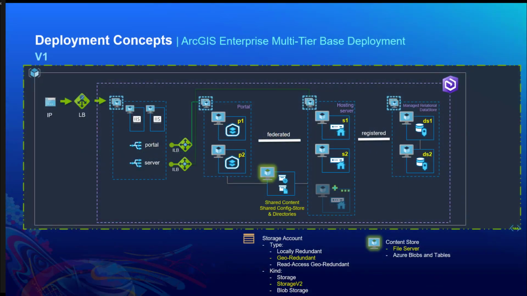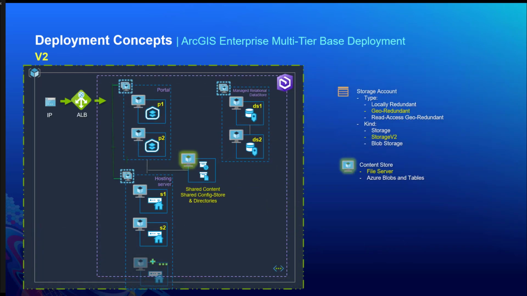Now let's take a look at how your base deployment has changed from the version 1 architecture to the version 2. In version 1, we used the layer 4 load balancer as your external entry point. In addition, we used a couple of internal load balancers to route traffic between the portal and the hosting server. This now changes in the version 2 architecture, where the proxy tier is now eliminated and the Azure Application Gateway can now route traffic to either the portal or the hosting server based on application or site context.